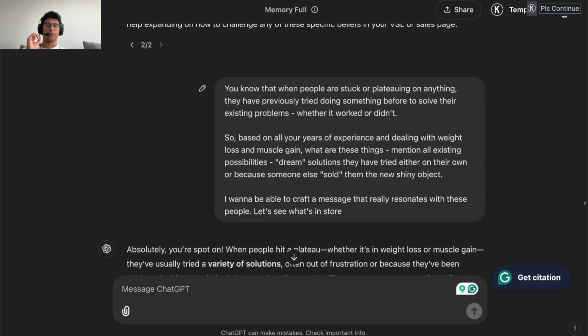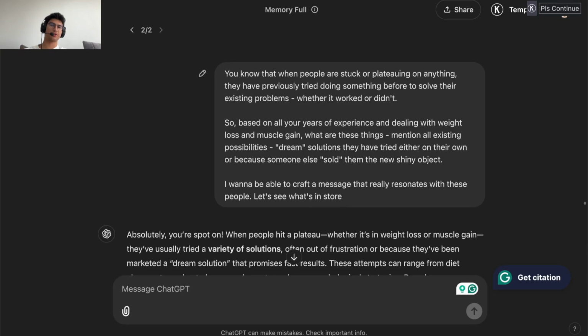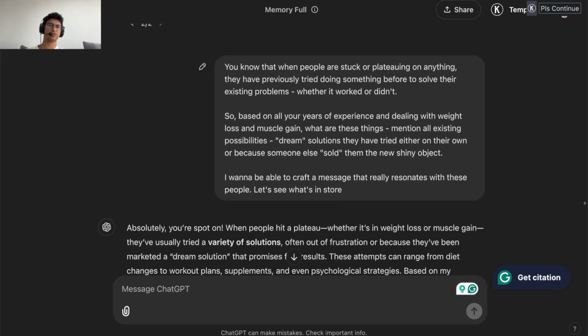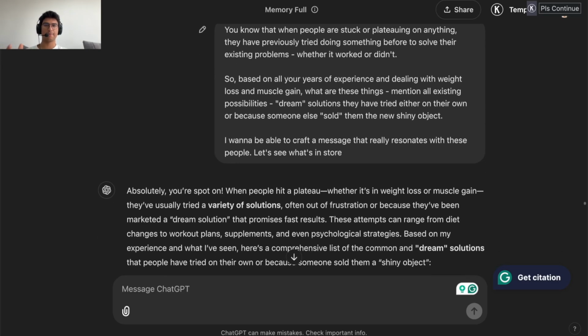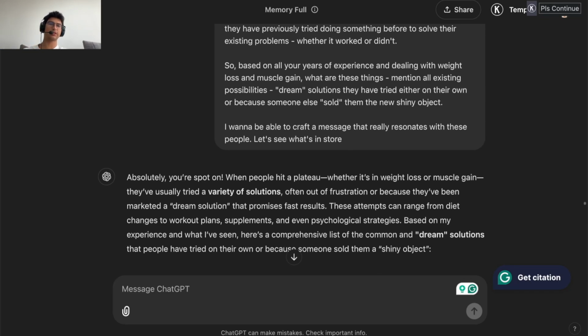What I was telling before, the things that they have tried before, but haven't had any success. So you know that when people are stuck or plateauing on anything, they have previously tried doing something before to solve their existing problems, whether it worked or didn't. So based on all your years of experience in dealing with weight loss and muscle gain, what are these things? Mention all existing possibilities, dream solutions they have tried either on their own or because someone else sold them the new shiny object. I want to be able to craft a message that really resonates with these people.